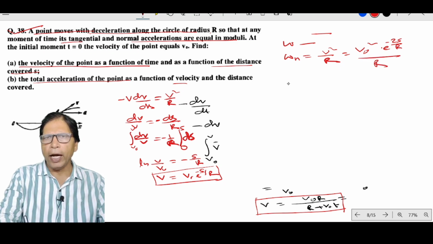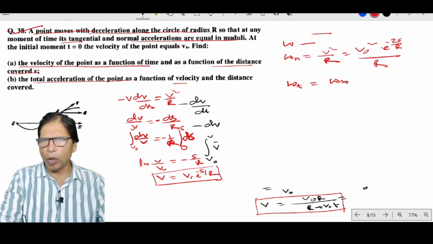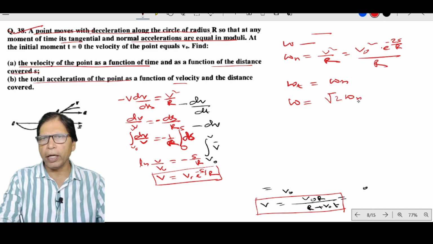And this is omega t. This is the magnitude of omega n. So total acceleration is root 2 times omega n, because these two are perpendicular to each other and equal in magnitude. So total acceleration is root 2 times the normal acceleration.